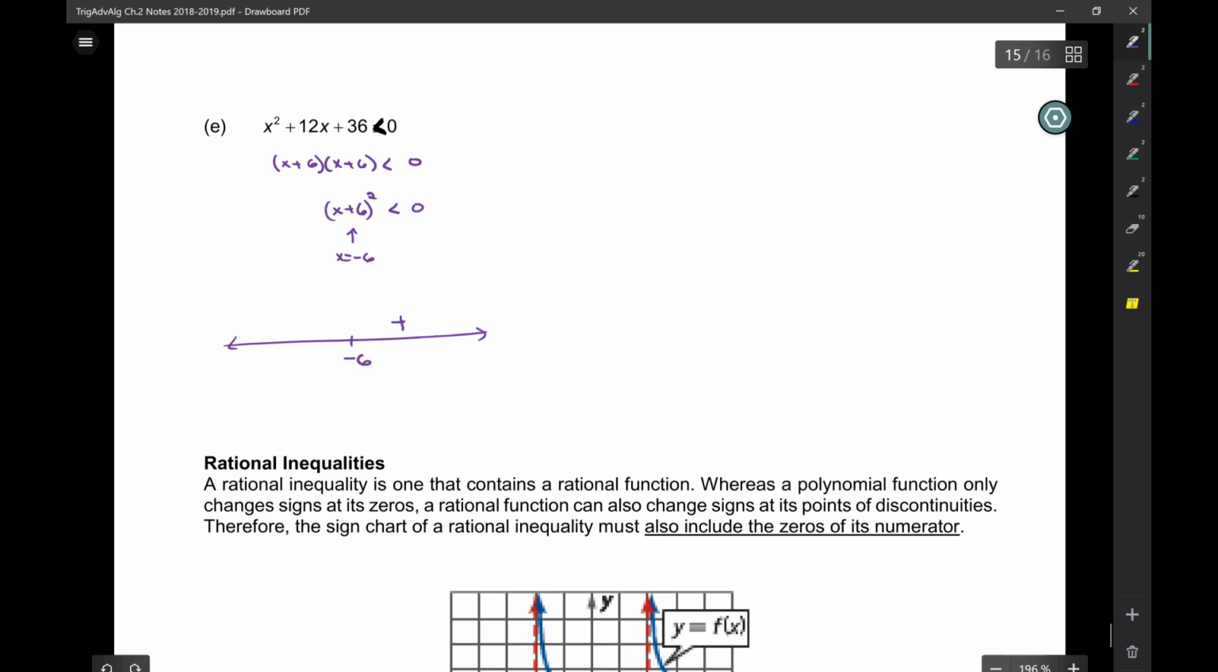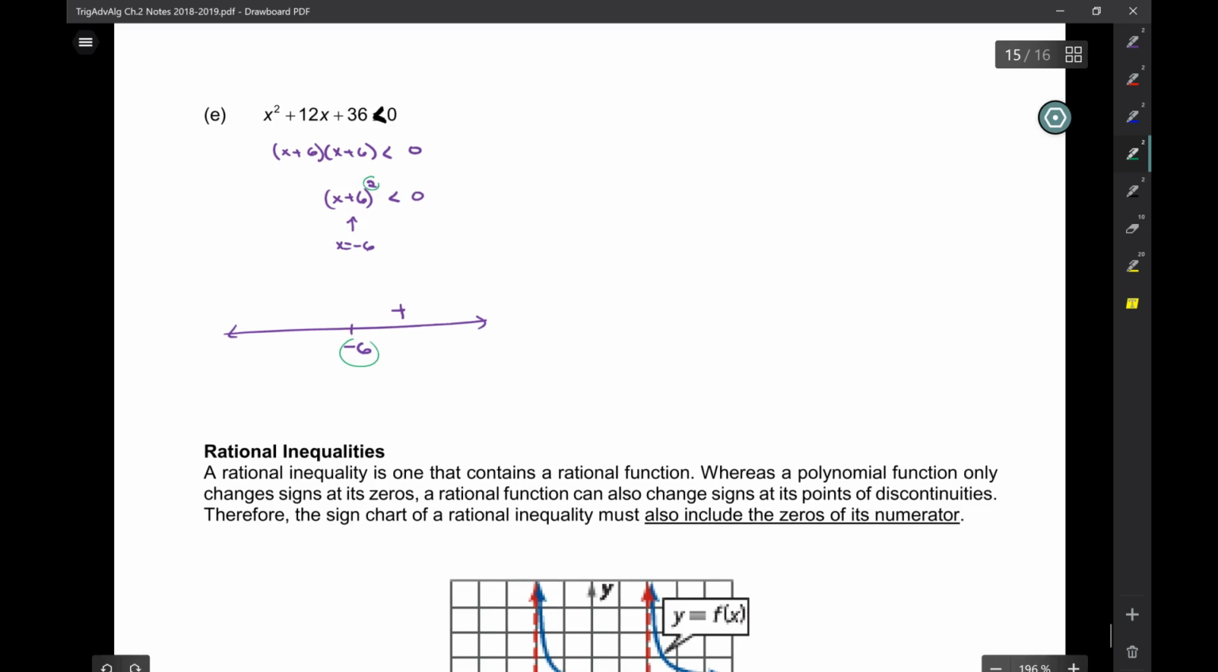Here, look at this. Let's use the same shortcut as we were before. Where did this negative 6 come from? It came from here. This parenthesis from where we got the negative 6 has an exponent of 2. It has an even exponent. That means at the negative 6, the sign does not alternate. It stays the same.